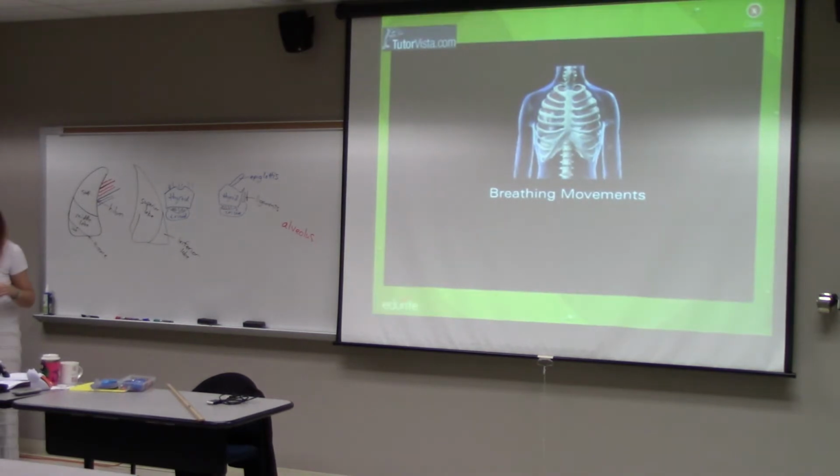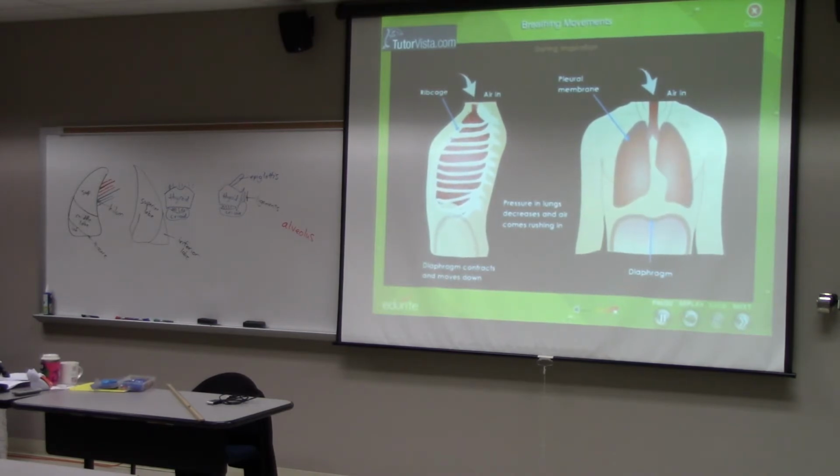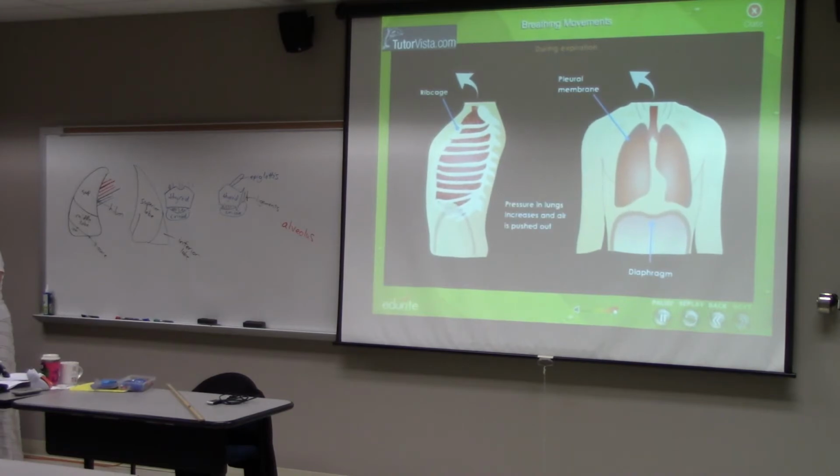Breathing movements. Inspiration. The pressure in the lungs is decreased and the air rushes in. The muscles of the diaphragm contract to make it descend. The rib cage moves upwards and outwards. Expiration. The pressure in lungs is increased and the air is pushed out. The diaphragm becomes dome-shaped, relaxes and moves up. Simultaneously, the rib cage moves down and in.